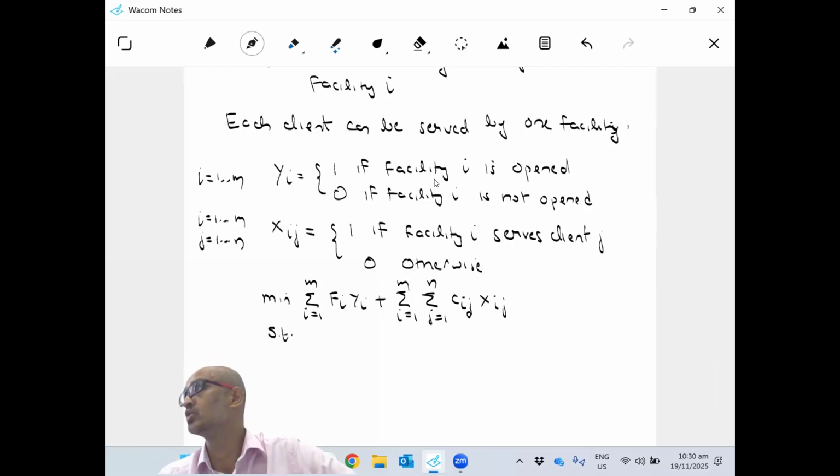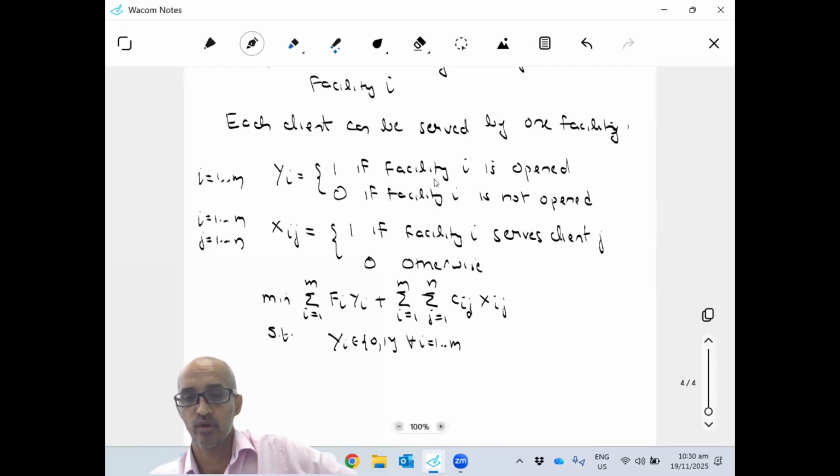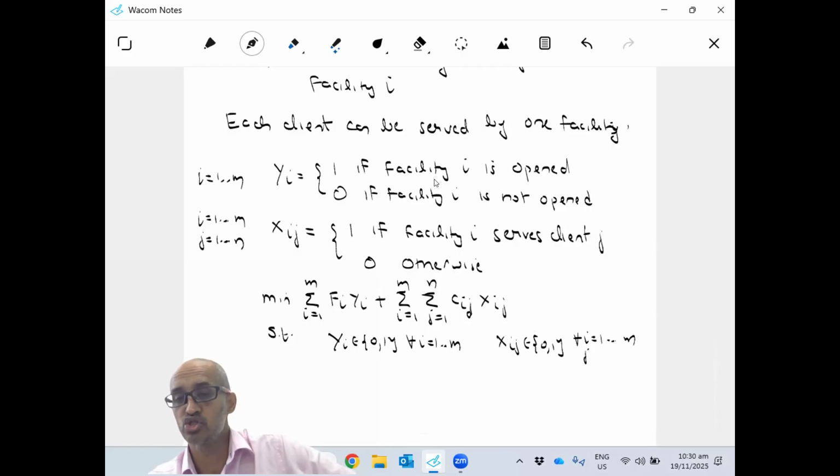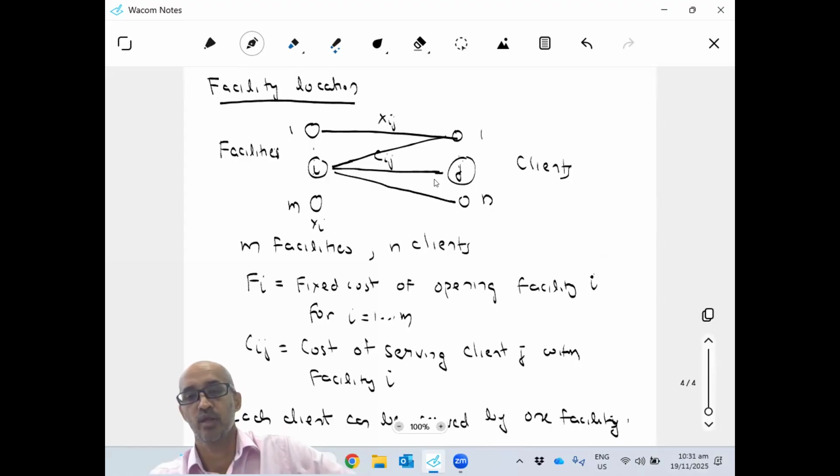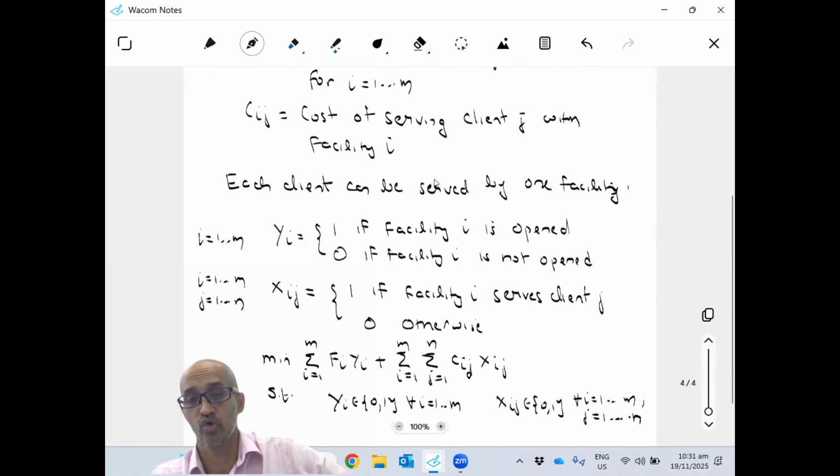Subject to what are my constraints? First constraint, yi has to be 0, 1 for i going from 1 up to m. xij has to be 0, 1 for i going from 1 up to m, j going from 1 up to n. n clients, m facilities. Okay.